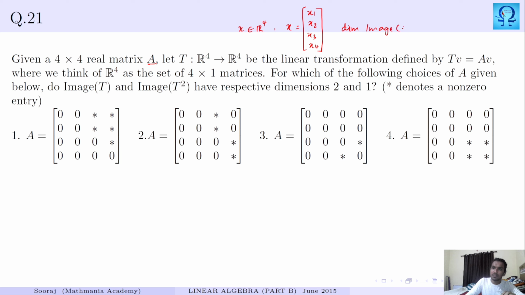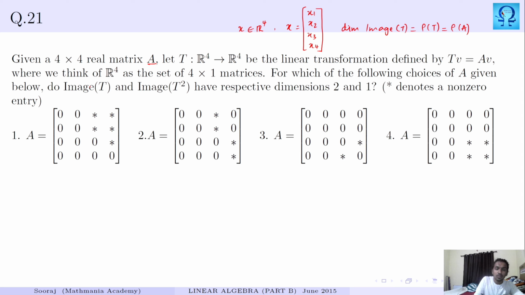The dimension of the image of a transformation is also known as the rank of the transformation, which is nothing but the rank of the associated matrix. This is one of the basic fundamental results available in linear algebra. We can make use of this to work out this problem. If you have to find the dimension of the image of a particular transformation, you just find the rank of the associated matrix, which is quite easy.